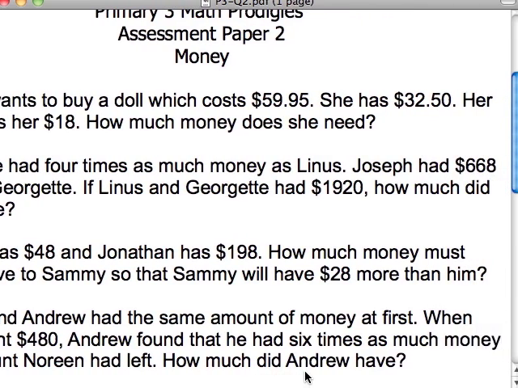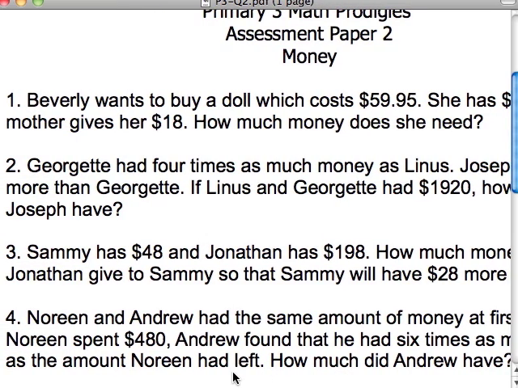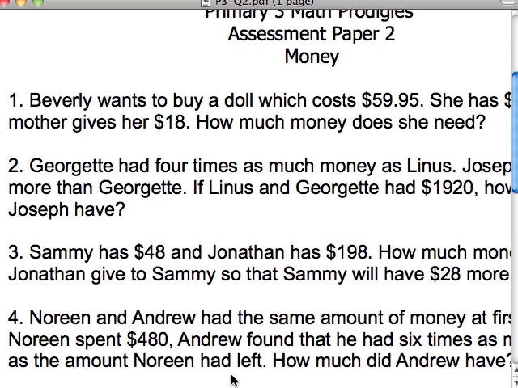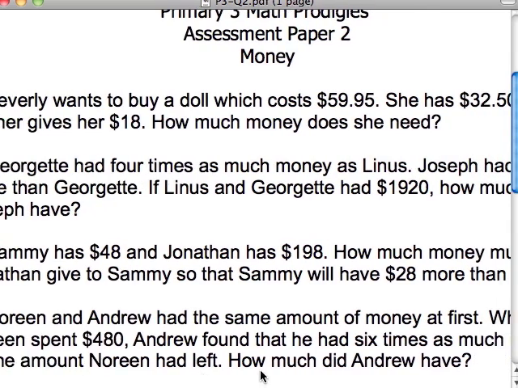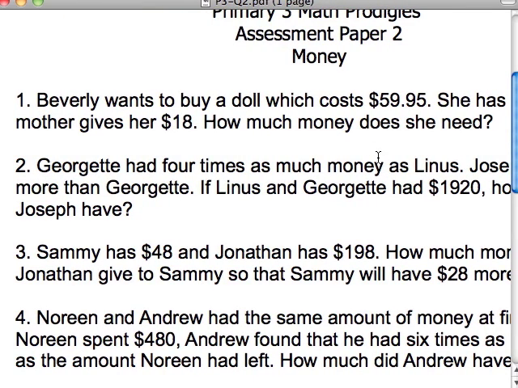So now Joseph had $668 more than Georgette. Interesting. So if Linus and Georgette had $1,920, how much did Joseph have? Wow, these people have a lot of money. Okay, so let's do this.